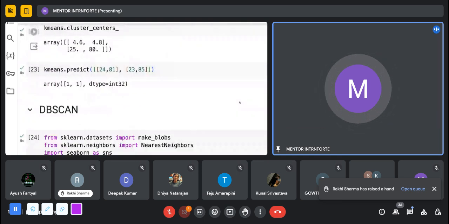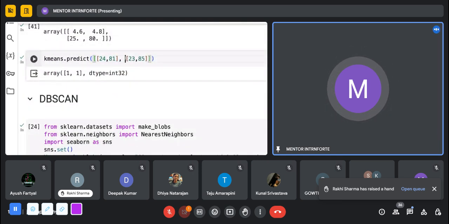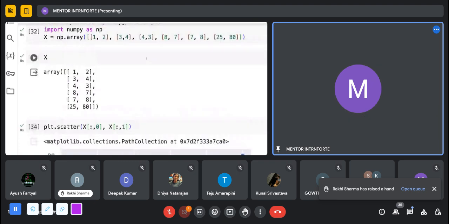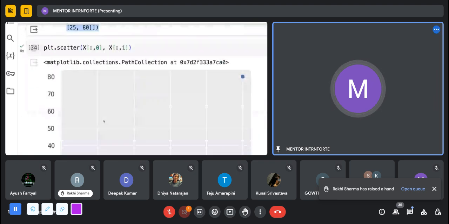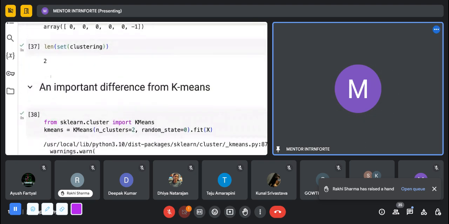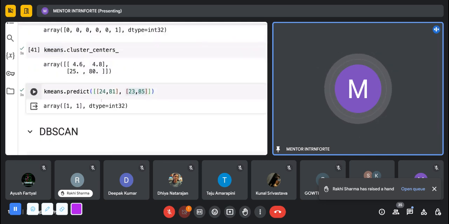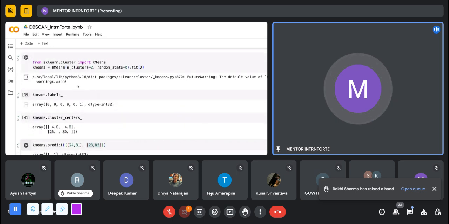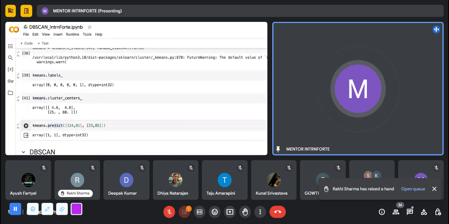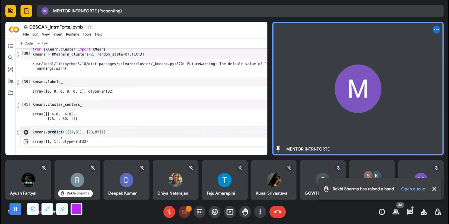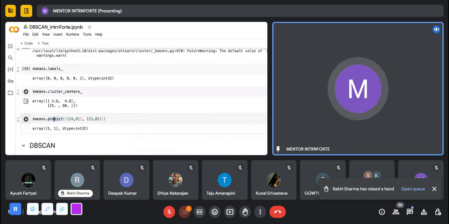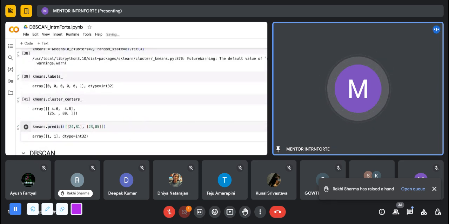Because if you are putting these points, see, 2481 and 2385 will be closer to the point 2580, right? So that is the thing. Like k-means, if you look at it, there is no logic. Whenever you give a prediction, k-means predicts with the distance calculation. But DBSCAN, on the other hand, when you are predicting, it again creates a cluster and comes back.